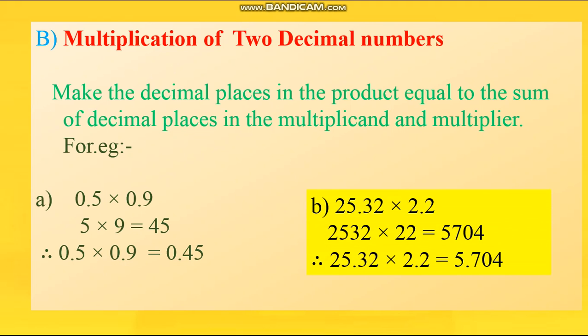Let's see one more example. See dear students, here we have 25.32 into 2.2. Okay, if we multiply that simply we get the answer 55704. Now in the first number we have 2 digits and in the second 1, so 2 plus 1 is 3. So we will place the decimal after 3 digits from the right. So the third digit is 7, 0, 4. So after 7 we will place a decimal. Okay dear students, understood this?